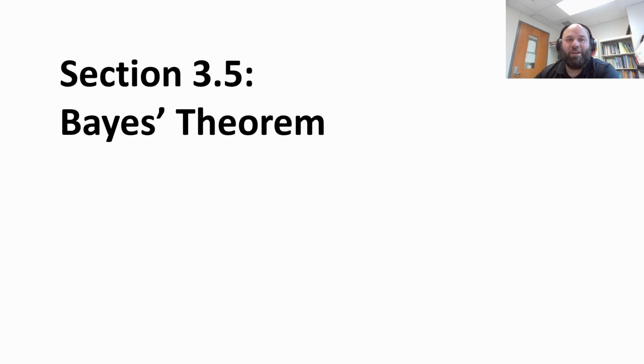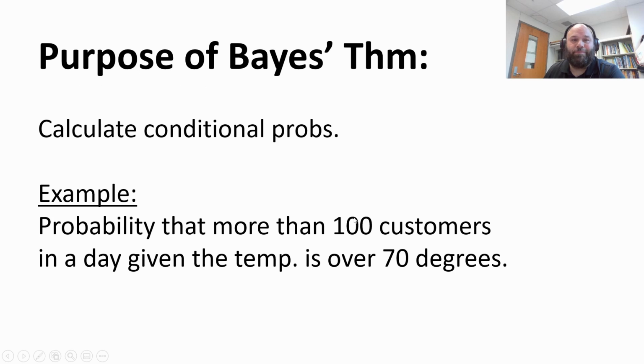Welcome to section 3.5. I've titled this section Bayes' Theorem, but really all this is about how to calculate conditional probabilities. And it actually can be fairly intuitive. So let's begin by thinking about an example.